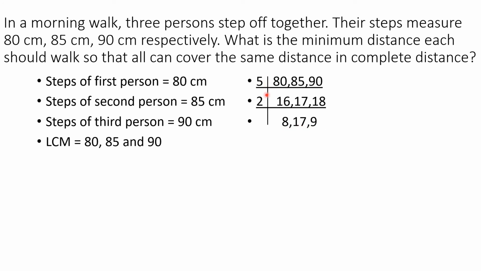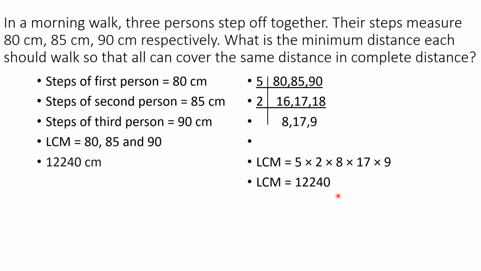Now our LCM will be the product of the divisors and the remaining numbers. It means LCM will be, yes, this is 12,240 centimeter. Now we can convert it into meters also. We know that 1 meter equals 100 centimeters. So we can convert it also. It is optional.